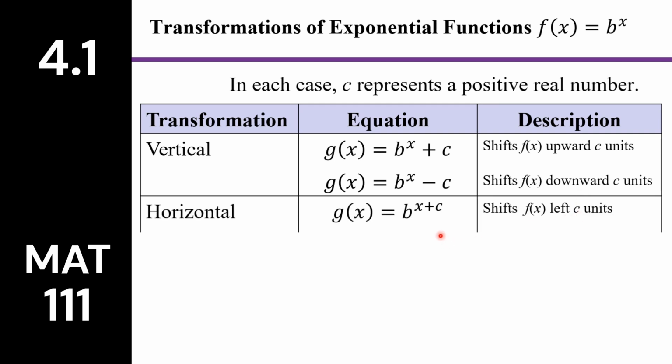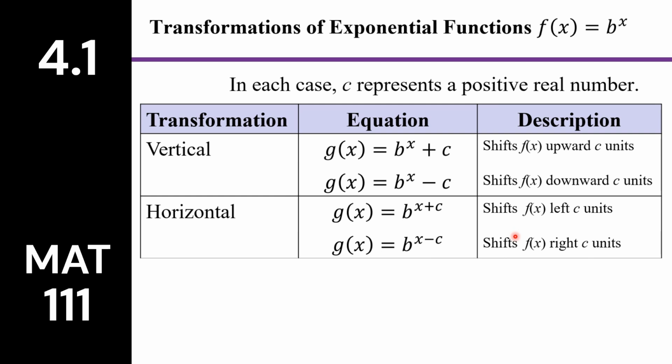We can have horizontal shifts by adding to the exponent. If we add to the exponent, it will slide it left. If we subtract a value from the exponent, it will slide it right.